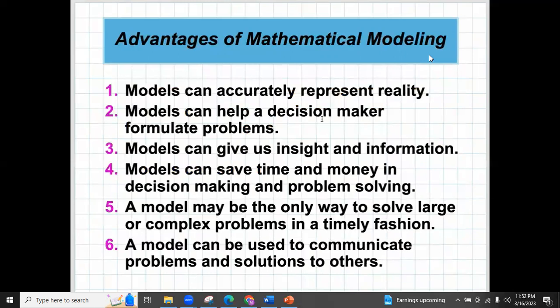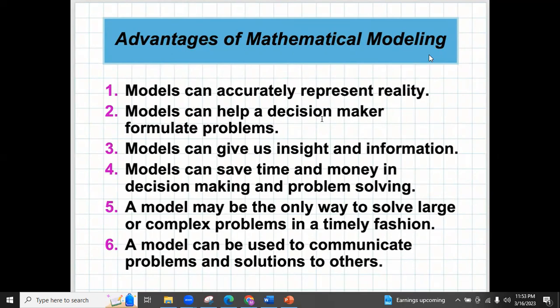So, what's the advantages of this mathematical modeling? They can accurately represent reality or approximate reality. They can help decision makers formulate the problems and give us insight and information that we might not have seen. They can save time and money in decision making because you can consider several options very quickly if you have a model that's easily solvable and can give you the answers. And a model may be the only way to solve really large, complex problems in a timely fashion.